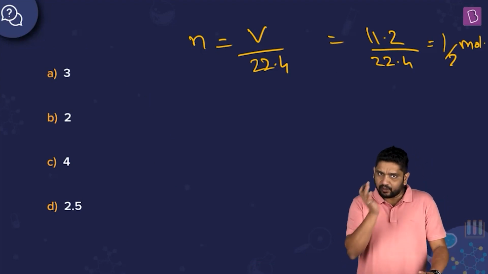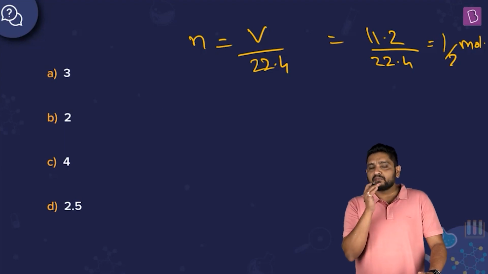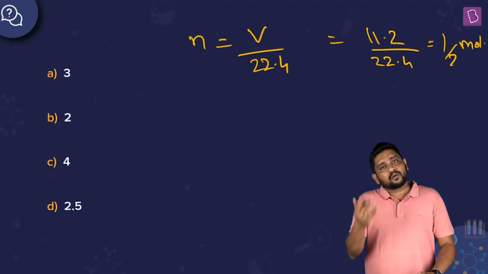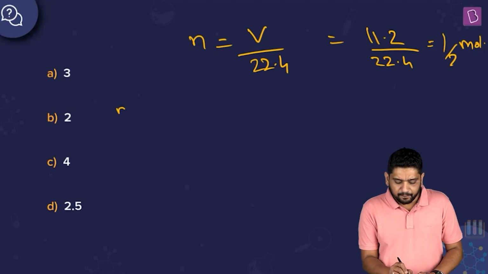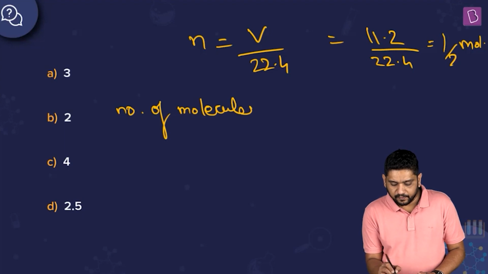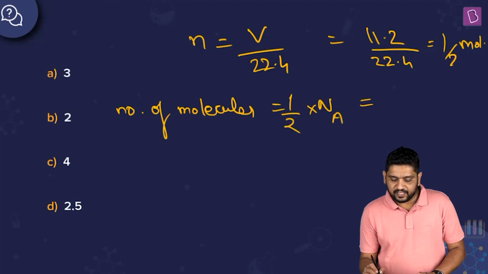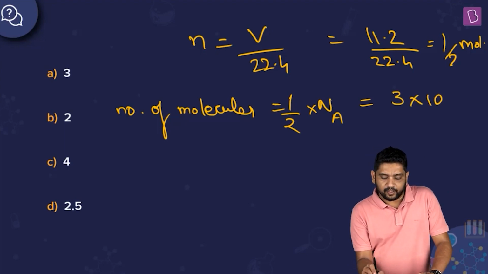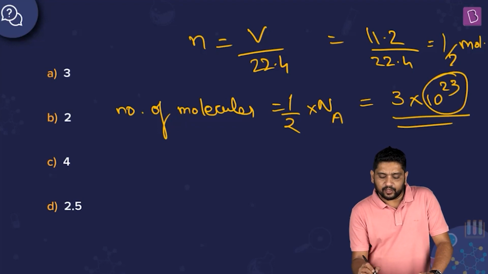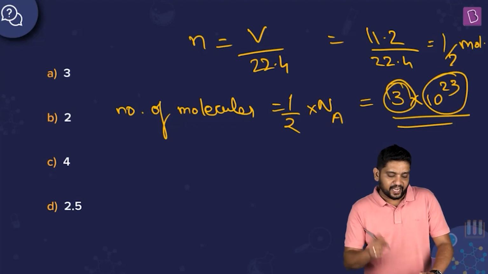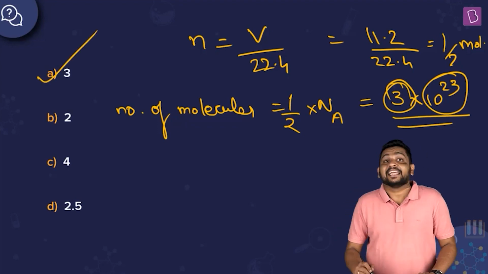Okay, so how many molecules? Total number of molecules, of course. There will be different numbers of molecules of the first gas, second gas and third gas, but the total number of moles is this. The number of molecules will be equal to half into Avogadro's number, which is half into 6 into 10 to the power 23. So we'll get 3 into 10 to the power 23. We had to report it as some n into 10 to the power 23. Looking at it, we can see n is 3, which is obviously option A.